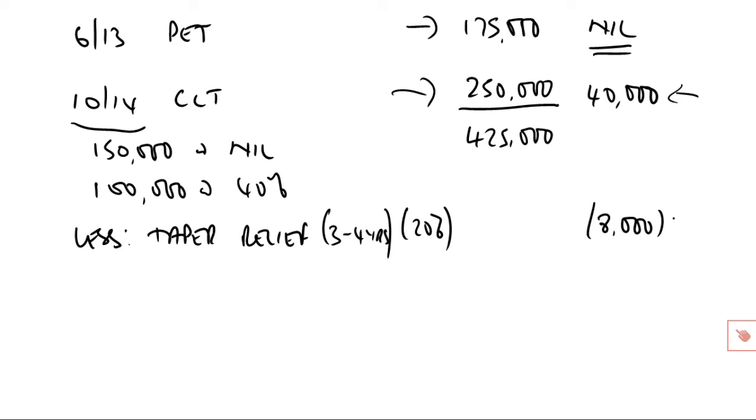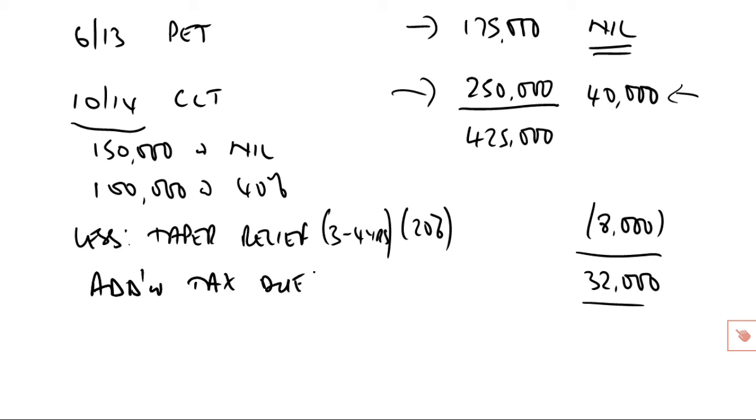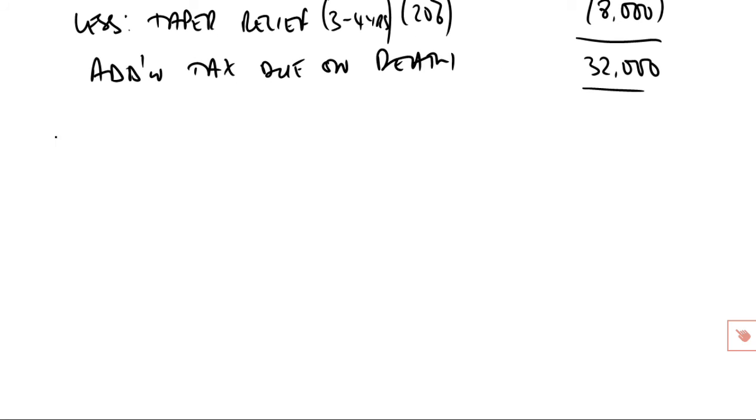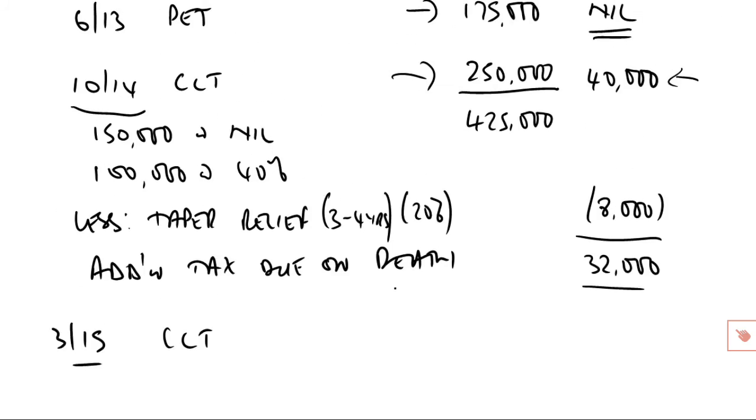So we've taken out the taper relief. There is no lifetime tax paid, so the additional tax due on death would be £32,000. That deals with the first of the two CLTs, and on we go to the second. That was the March 15 CLT. Now, how much was it? Go back here, not to the question, but to your answer.